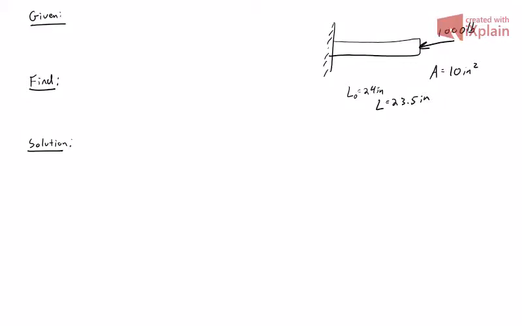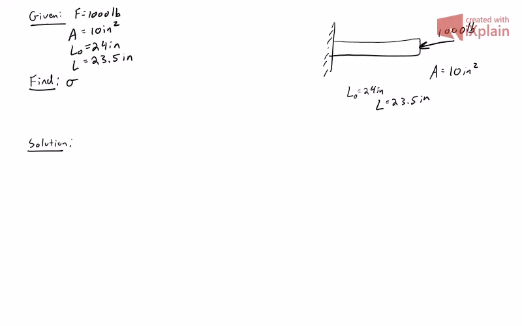All right, so similar to our last problem, we have a force acting on a bar attached to a wall. However, this time the force is pushing in against the bar to push it closer to the wall. So we're given that our force is equal to 1,000 pounds. The cross-sectional area of the bar is 10 square inches. The original length of the bar is 24 inches. However, under the effects of that force, it's been shortened to 23.5 inches.